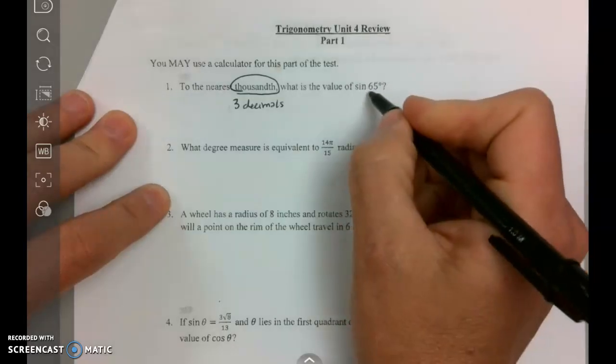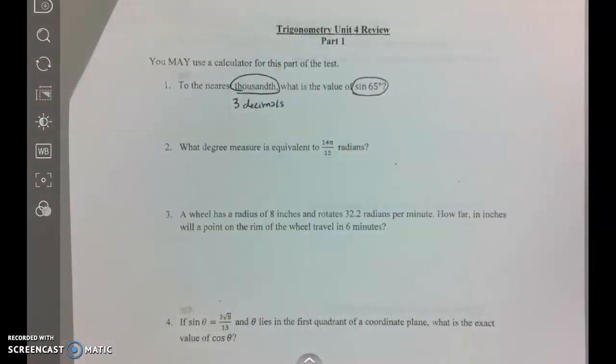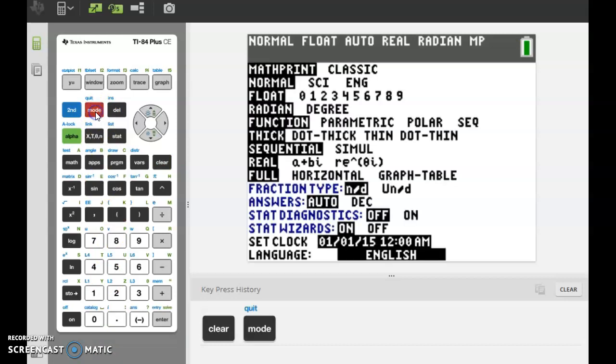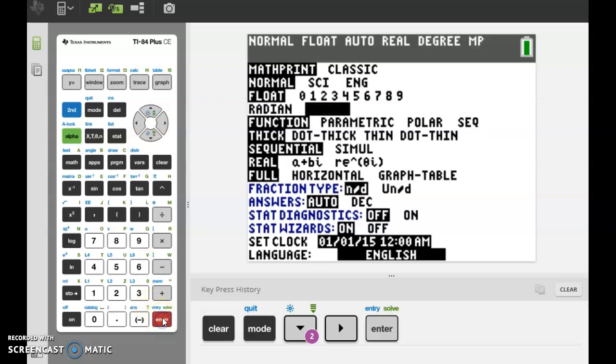What is the sine of 65 degrees? Make sure your calculator is in degrees when you type this in. So if you need to, you would want to switch the mode on your calculator to degrees if it happens to be in radians. So I want to double check. Looks like it's in radians because up at the top it says radians. And yes, it is in radians, and I need it to be in degrees, so I'm going to arrow down and arrow over to where it says degrees, and I'm going to hit enter. And now my calculator's in degrees.